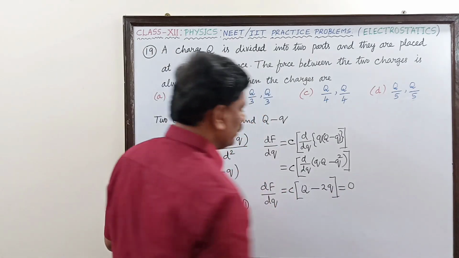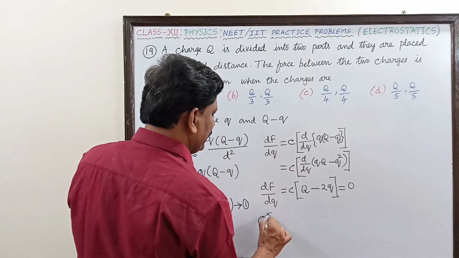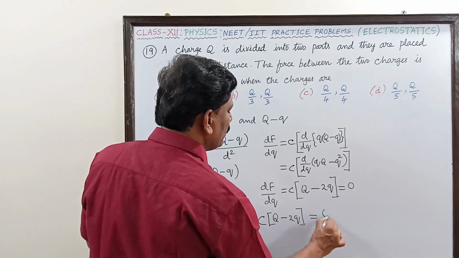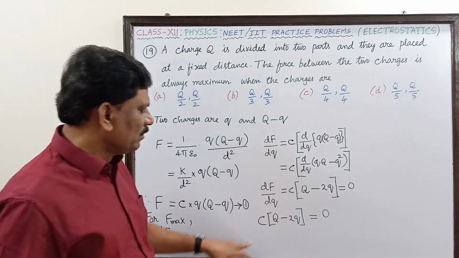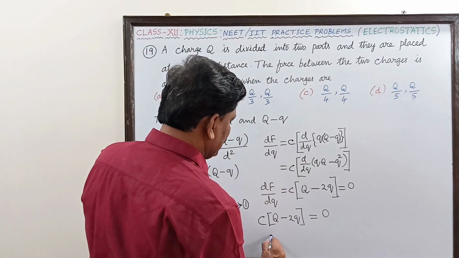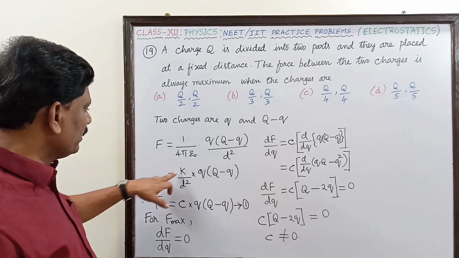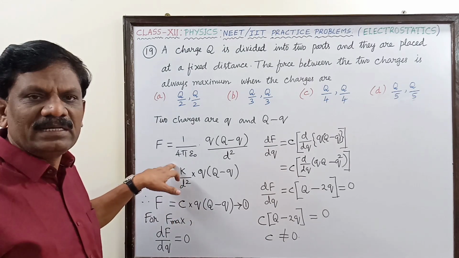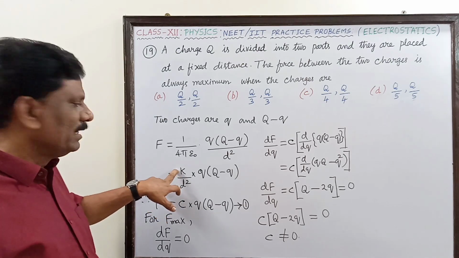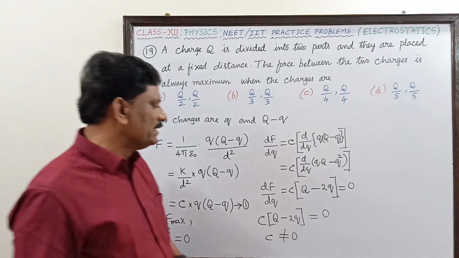And this must be equal to 0. So the constant C into capital Q minus 2 small q, this product must be equal to 0. Now C is a constant, a positive constant. It cannot be 0, because what is C? C is equal to K divided by d square. K is 9 into 10 power 9. d square is again, for a fixed distance, also a constant. So it cannot be 0.